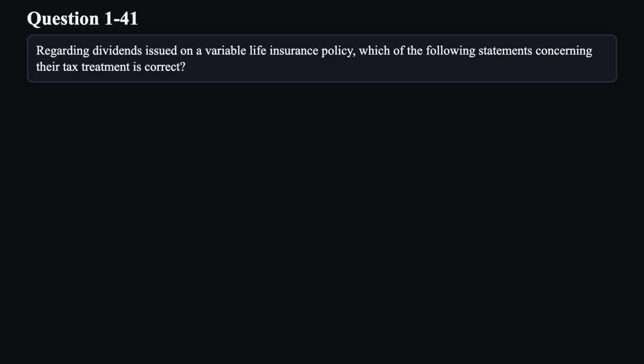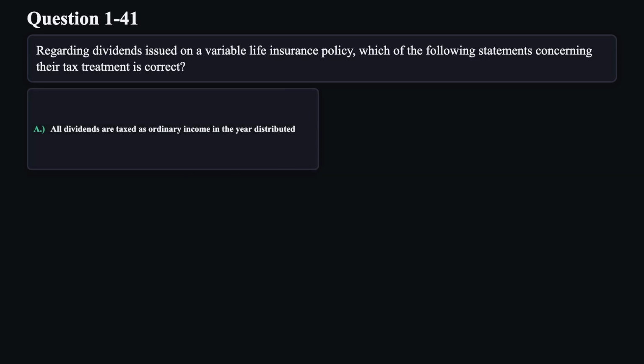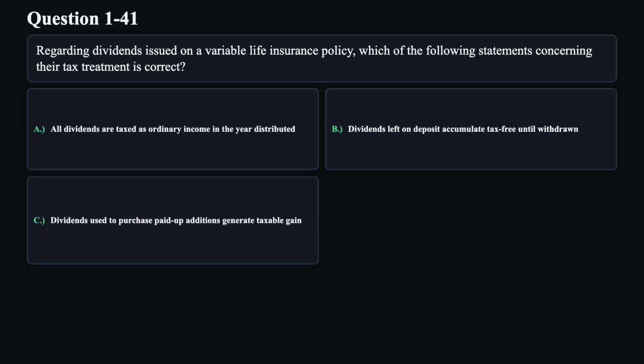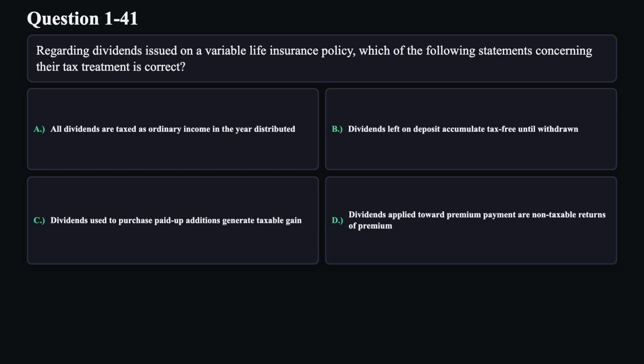Question 41. Regarding dividends issued on a variable life insurance policy, which of the following statements concerning their tax treatment is correct? A. All dividends are taxed as ordinary income in the year distributed. B. Dividends left on deposit accumulate tax-free until withdrawn. C. Dividends used to purchase paid-up additions generate taxable gain. D. Dividends applied toward premium payment are non-taxable returns of premium.